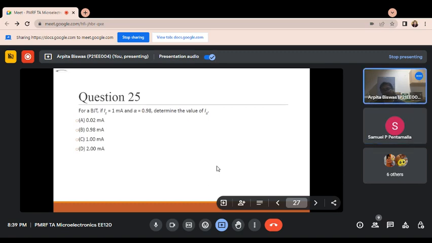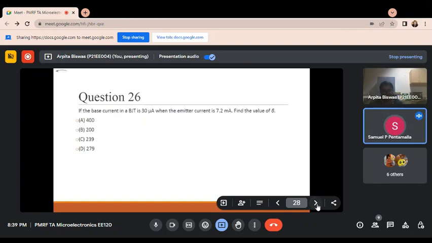0.02 milliamp. Sorry, correct. 1 milliamps minus 0.98 milliamps. Okay. So the right option is option A. IB equal to IE minus IC.